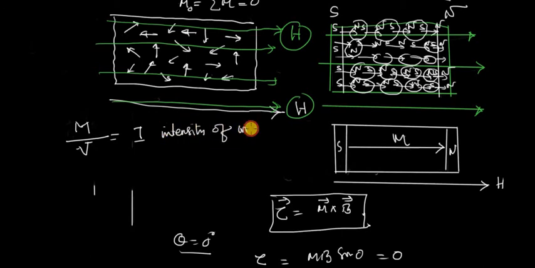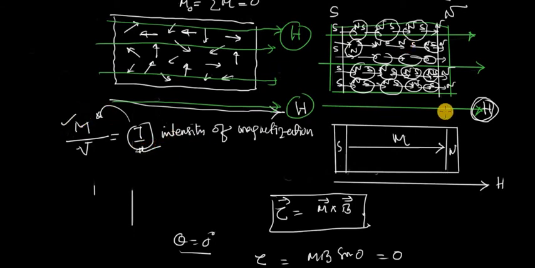Intensity of magnetization. And why does this I arise? Due to this M. And why is this M induced in the sample? Due to the external field. So the more you apply the field, the more the dipoles align themselves, the more the magnetic moment, the more the I. So if you increase H slowly, your magnetic moment also increases, and as a whole your I also increases.